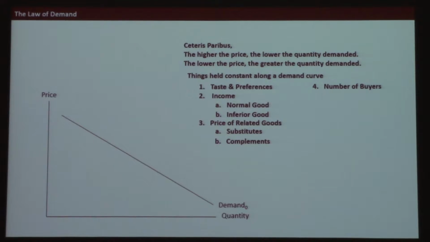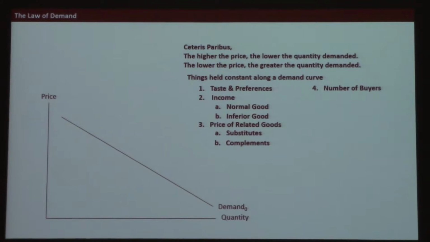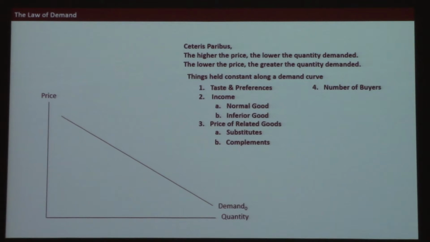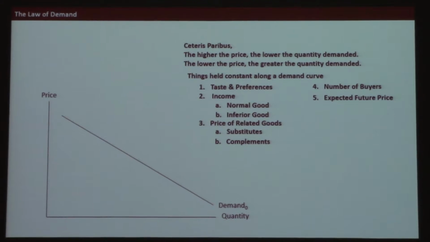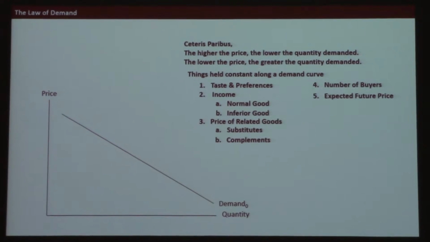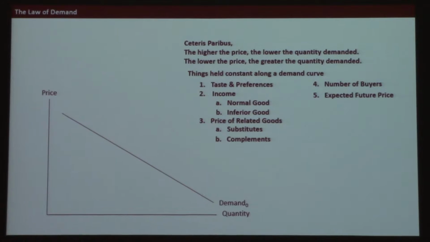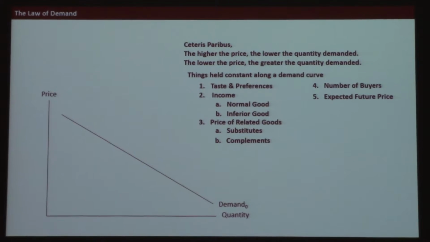Number of buyers, that kind of makes sense. The more people there are, and sometimes we'll throw in population into these. So beta 6, we'll just put population. More people wanting the product, it's going to shift demand out. And the last one is 7, let's say expected future price.